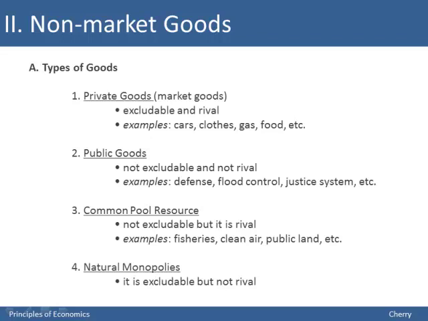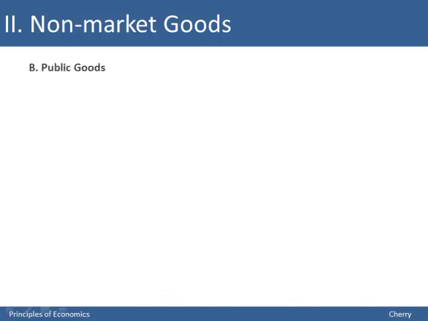And then the fourth type is a natural monopoly, and that's when it is excludable, but it's not rival. Right? And we're not going to discuss the natural monopoly case in this course. So in this section, the non-market goods section, we're going to focus on public goods and common pool resources. So let's look at public goods a little bit more in detail.